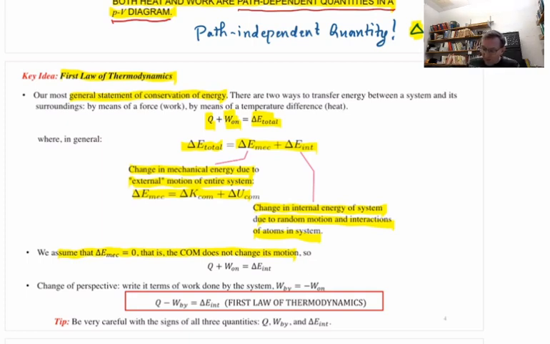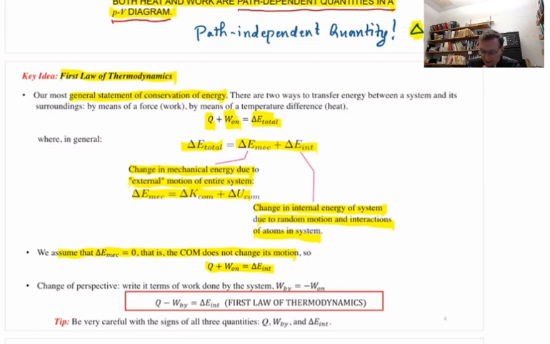So now our conservation of energy law looks like that: Q plus W on equals delta E internal. Energy transfer as heat, plus work done on the system, will correspond to a change in the internal energy of the gas. Then there's just one more change.